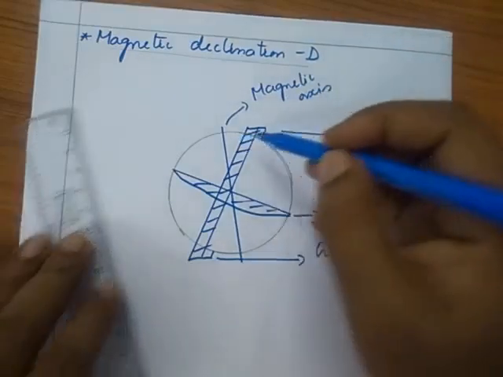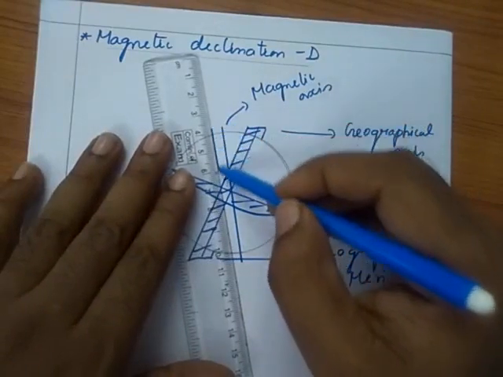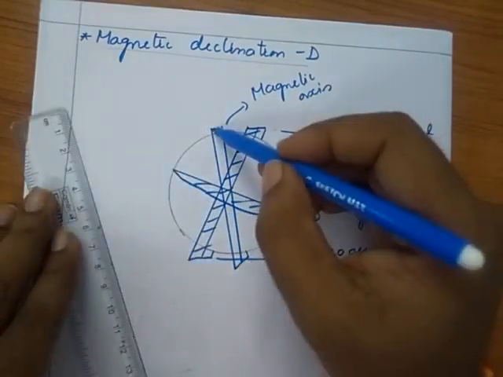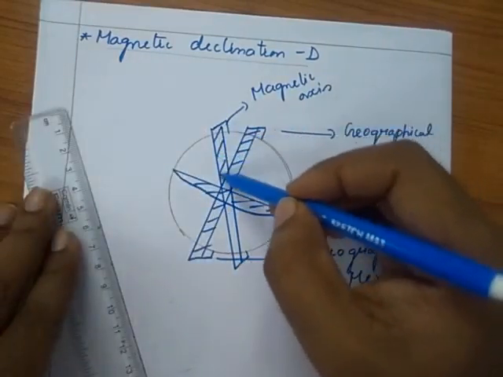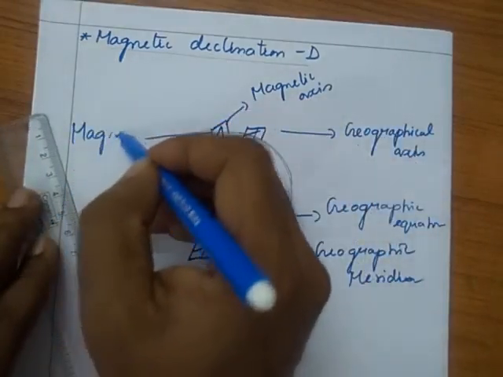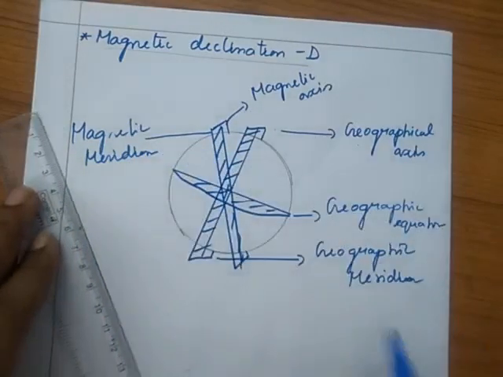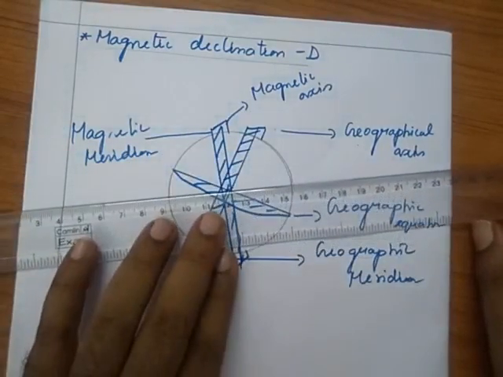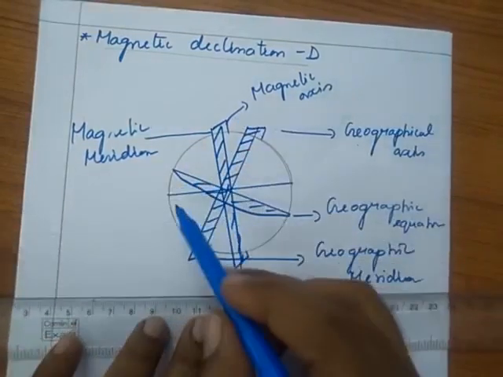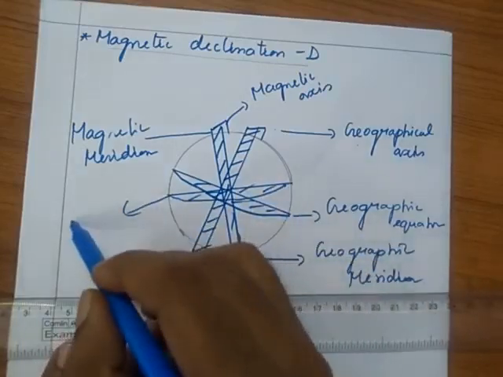If we draw a vertical plane that passes through this axis, it is known as the magnetic meridian. If we draw a great circle that is perpendicular to this magnetic axis, it is known as the magnetic equator.